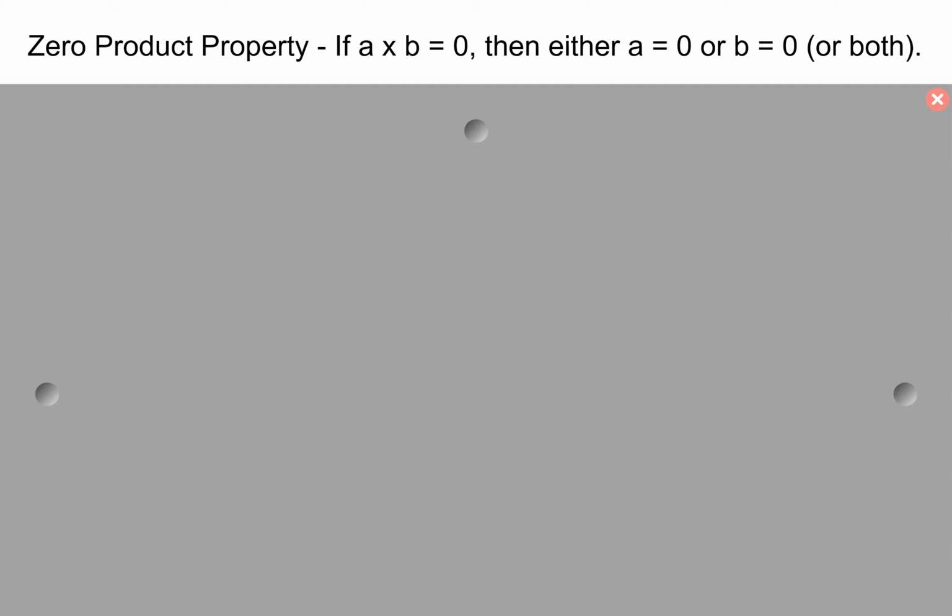Hey guys, today I want to talk about something you learned in Algebra 1 and kind of build off of it, and that is something called the zero product property. What it says is that if A times B equals 0, in other words, if two values multiplied together equals 0, the only way that's possible is if either A is 0 or B is 0 or both.